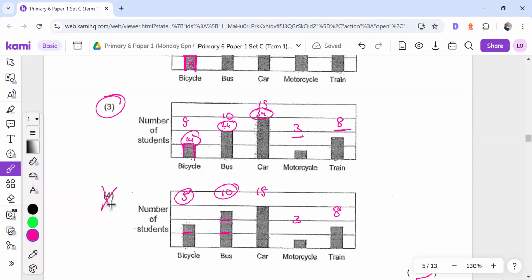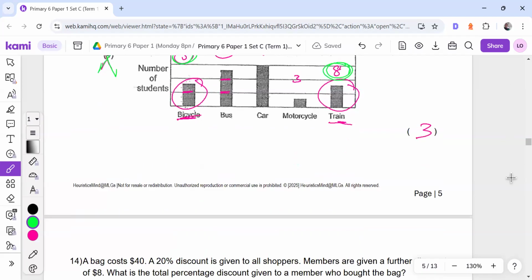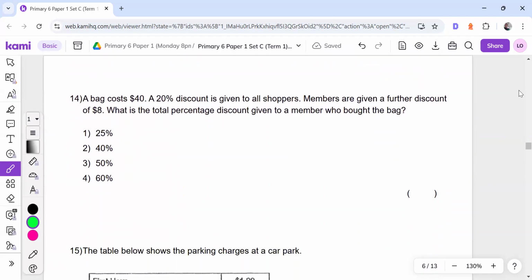Got it? All right. And also you see that bicycle and train, how come they are the same height? Do you see the same height? About the same height, but what happened? The numbers are not the same. Can you see that? So statement 4 is wrong, because bicycle and train got the same bar, same height, but the numbers are not the same. So be very careful when you do all this in the PSLE. All right, so tricky lah. It's a bit tricky. All right, next one.